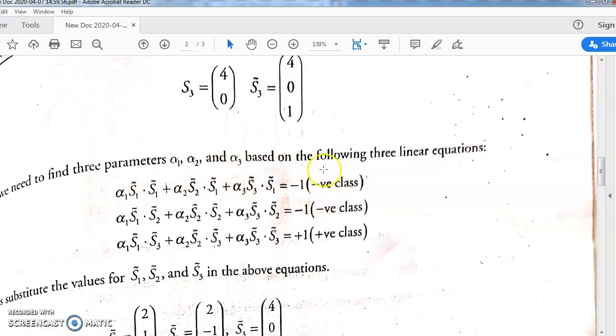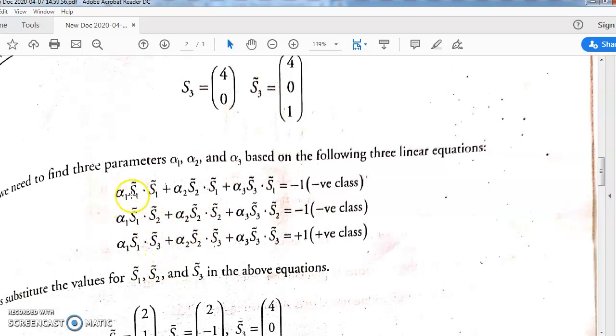The classes change according to the support vectors. Here, in the first equation, we multiply by the alpha 1, alpha 2 and alpha 3 coefficients for all the support vectors. In the first combination multiply with s1, in the second combination multiply with s2, and in the third combination multiply with s3.